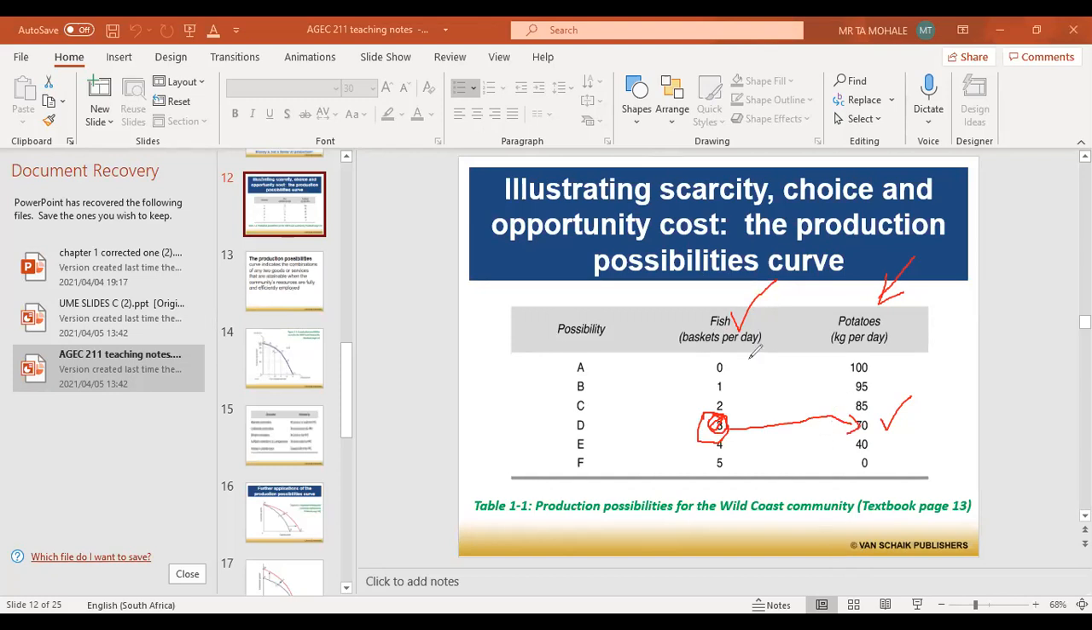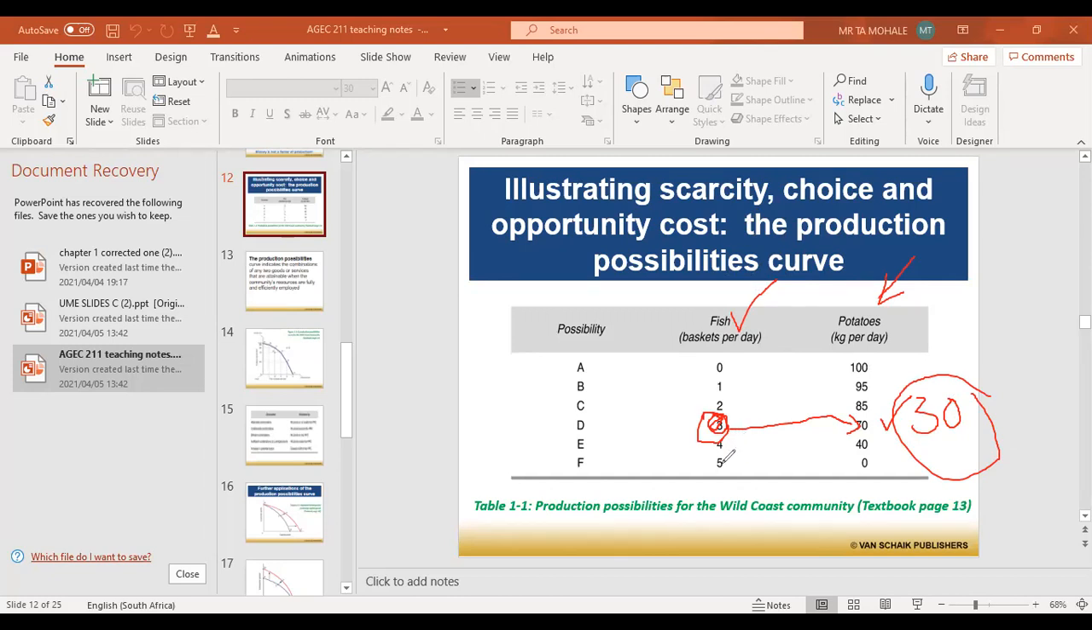So meaning that it will be 1 mark for this one. So you are going to calculate the opportunity cost of potatoes. It will be 100 minus 70, you get 30. Therefore, the opportunity cost of producing 3 baskets of fish per day is 30 kgs of potatoes per day. You respond in terms of the other product. You don't give us how much you are going to lose in terms of the product that is given there.